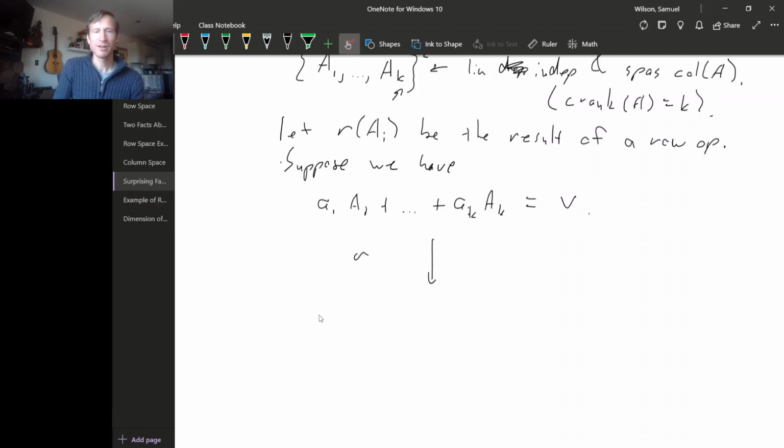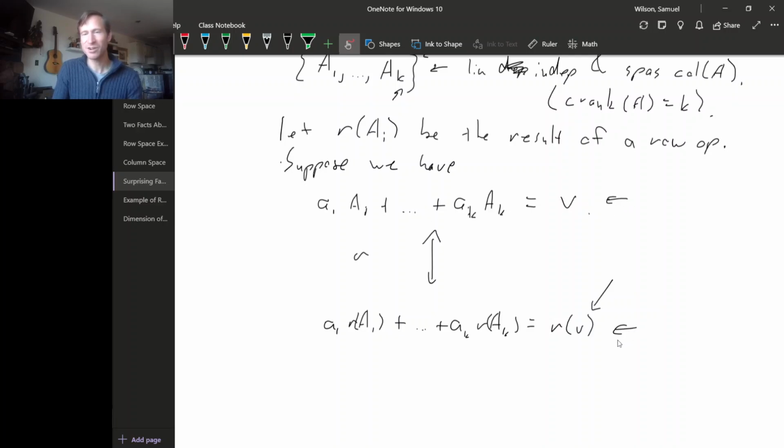Well, if we do the row operation R, what we get is little a1 times R of capital A1 plus dot dot dot plus little ak times R of capital AK equals, so what shows up over here? Well, what shows up over here is the row operation applied to whatever vector was on the right-hand side. Remember, this linear combination is true if and only if this linear combination is true.